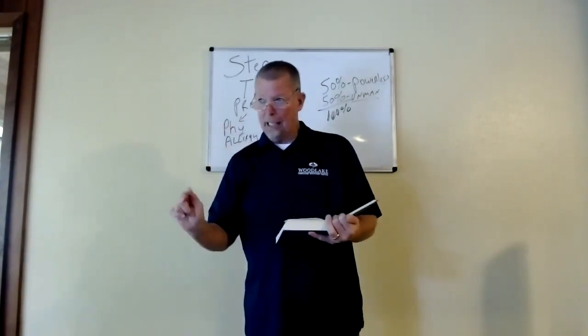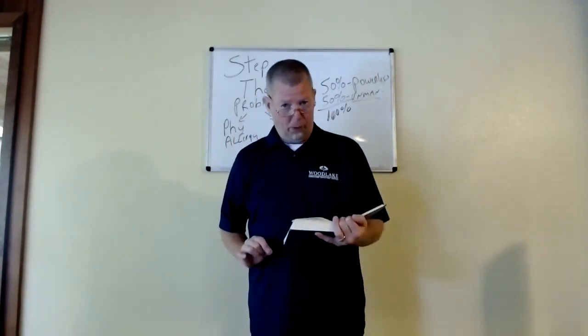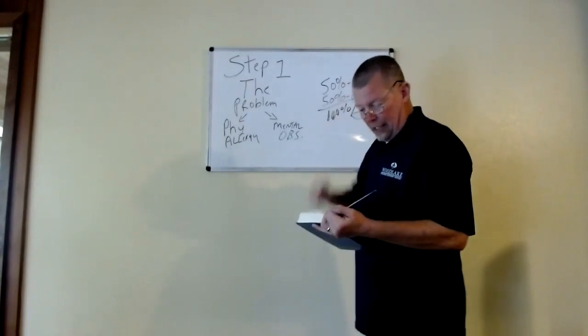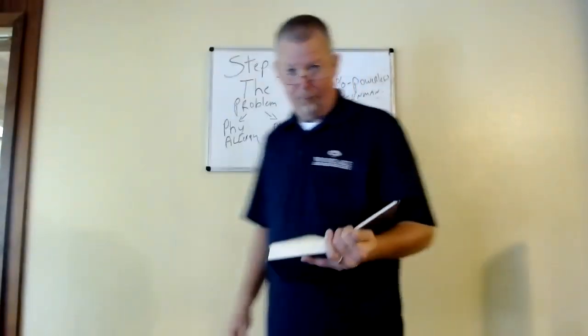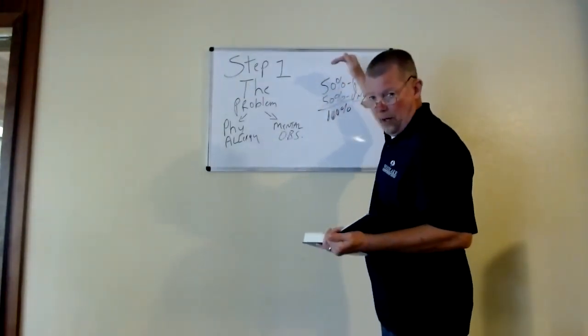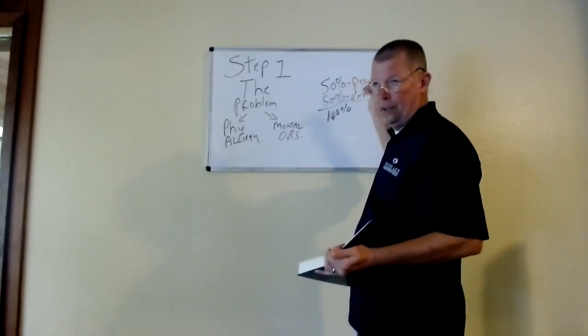And that slash breaks step one up into two parts. So the first part deals with being powerless. The second part says that our lives have become unmanageable. So step one is broken up into two parts. First part covers the powerlessness. Second part covers the unmanageability.